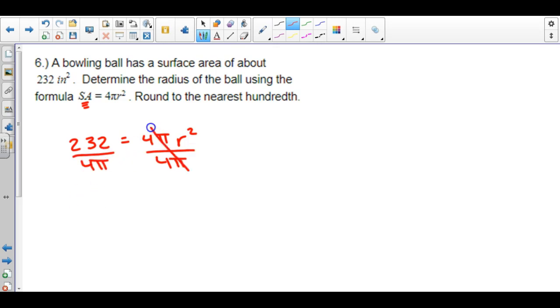So what I'm really left with is r squared is equal to, and then if you do 232 divided by 4, it comes out nice, it's 58. But I've still got this pi on the denominator. So all I did was just divide the 232 over 4, and that's simplified to this. Now we've got this idea again that if I have a square here, I can take a square root. To get this value then by itself, I end up with a radius of about 4.3 inches.